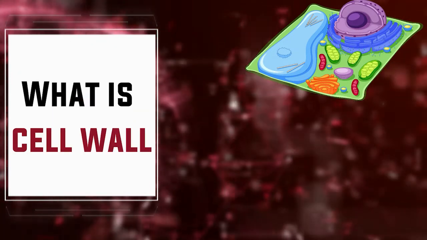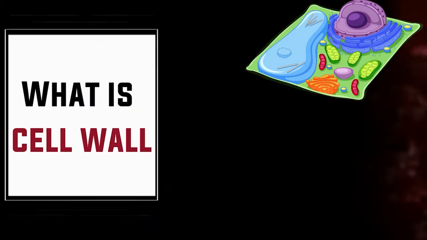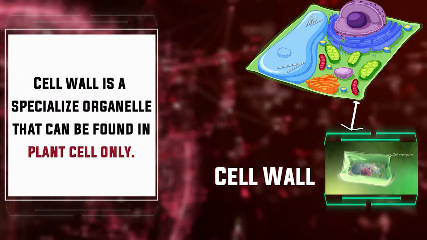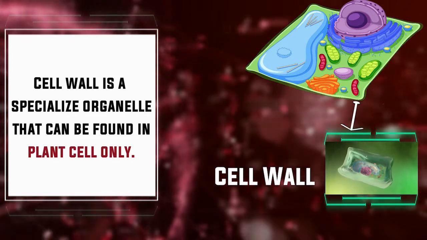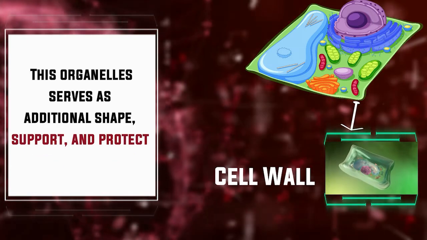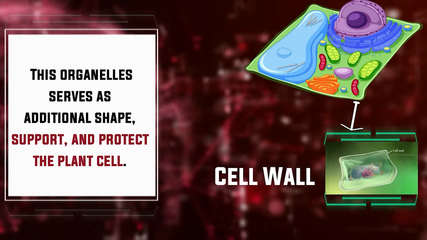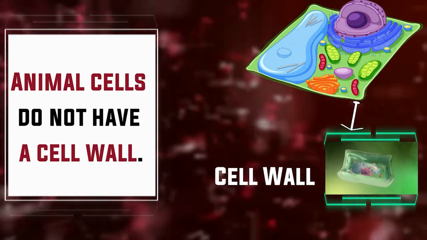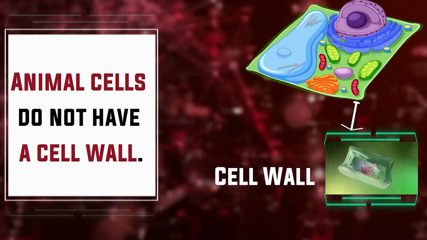So what is a cell wall? Cell wall is a specialized organelle that can be found in plant cells only. These organelles serve as additional protection and support for plant cells. Animal cells do not have a cell wall.